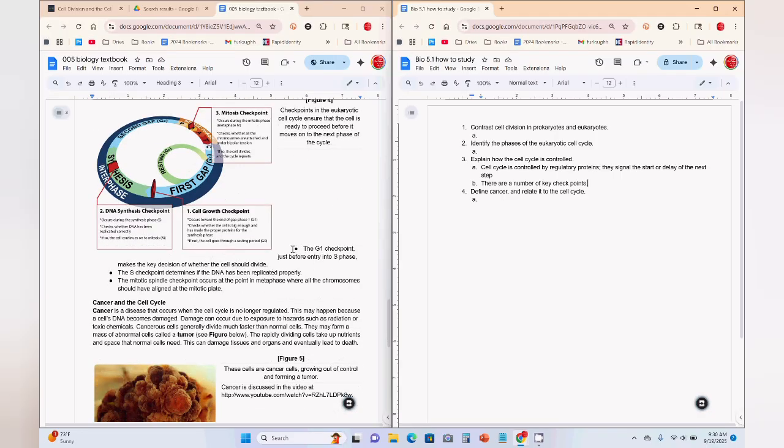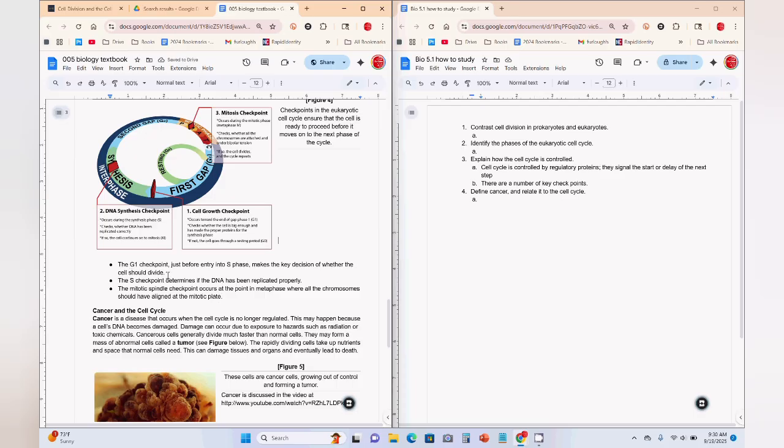Now, the G1 checkpoint just before the S phase makes the key decisions of whether the cell should divide. These phases, the G phase, S phase, metaphase, all those things, that would have been up here in number 2, but we skipped that to make the video shorter. So I'm not going to put that in here. I am, however, going to come down here and under checkpoints. Now I indent because when you indent, that means it's part of the previous statement. So I is part of B. A and B are both part of 3.